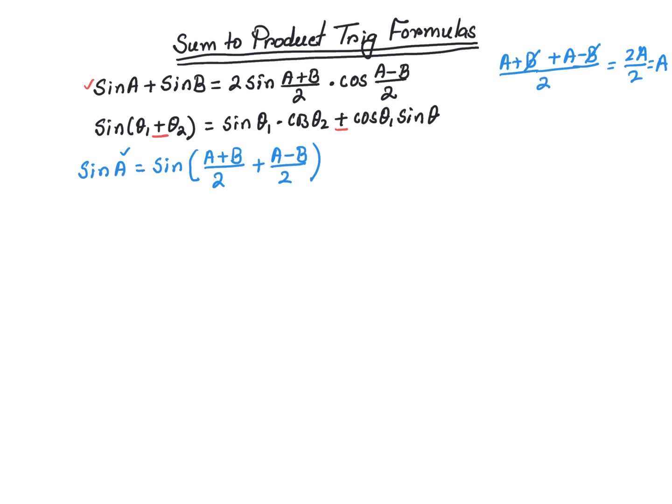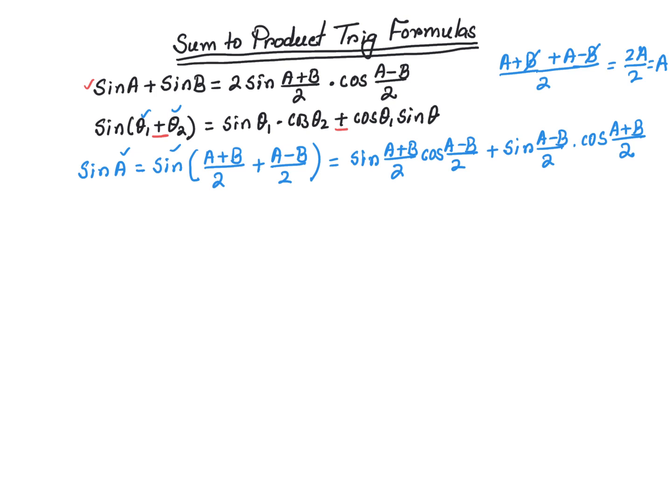So now this expression is like theta 1 plus theta 2, right? So I'm going to use sine of (A plus B) divided by 2 times cosine of (A minus B) divided by 2, plus sine of (A minus B) divided by 2 times cosine of (A plus B) divided by 2.